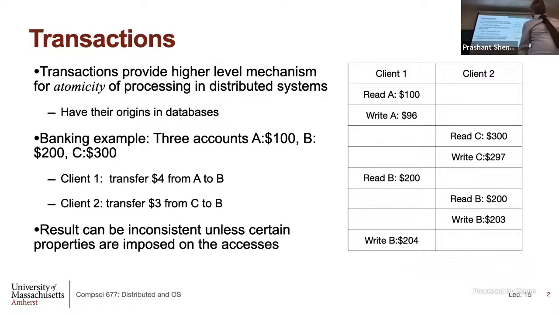So do you see the problem with this interleaving? Essentially client one has overwritten client two's result. So instead of B getting 207 as its balance, you are ending up with 204. That's an example of a race condition.